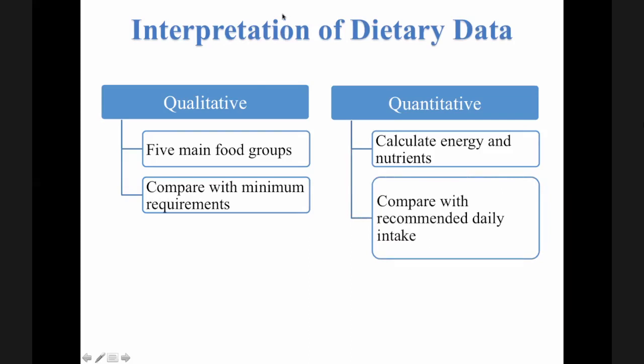Now, can someone tell me what the main food groups are? Anyone? Otherwise, I will choose. I know this is a little boring time.